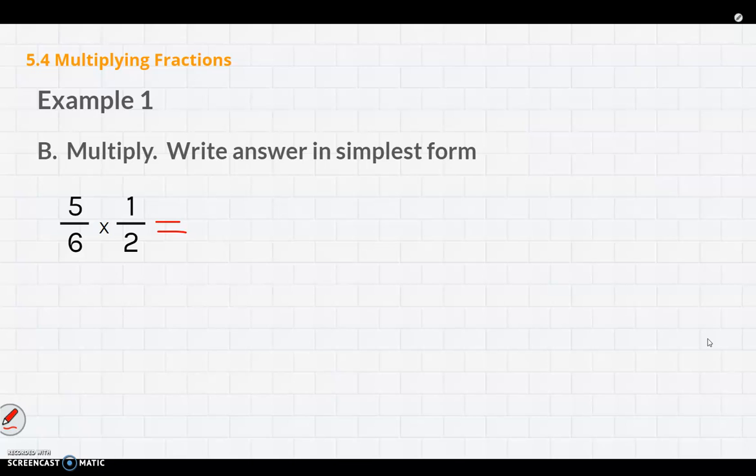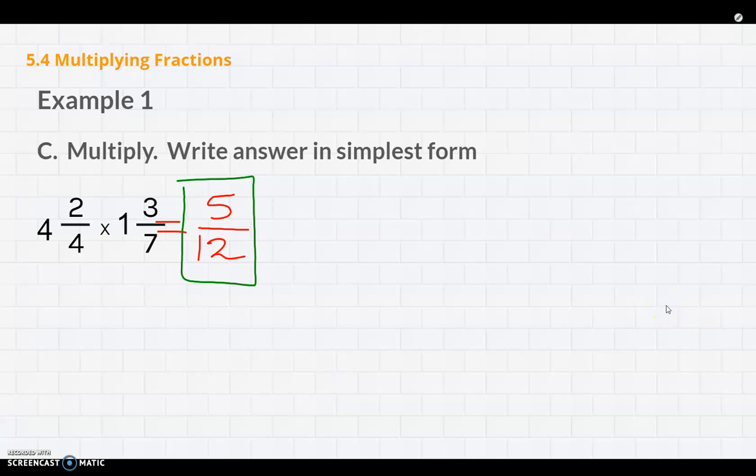So we're going to multiply numerators. 5 times 1 is 5. Multiply denominators. 6 times 2 is 12. So I have 5/12. And again, I pause and I ask myself, can 5 and 12 each be divided by the same number? Well, the only thing I can divide 5 by is 5 and 1. Well, you can't divide 12 by 5. And dividing by 1 doesn't do anything. So 5/12 would be the correct simplified answer.